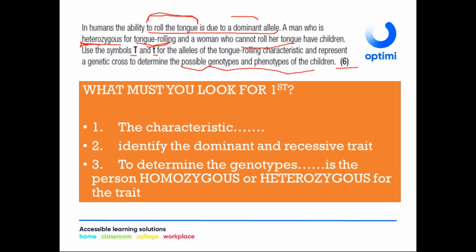I'm going to read the question again. A man who is heterozygous for tongue rolling and a woman who cannot roll her tongue have children. Use the symbol big letter T and small letter t for the alleles of the tongue rolling characteristic and represent a genetic cross to determine the possible genotype and phenotype of the children. What must you look for first? First, we need to look at the characteristics. What are they for the male and the female? What are their phenotypes? The male can roll his tongue. The female cannot. Non-tongue roller.